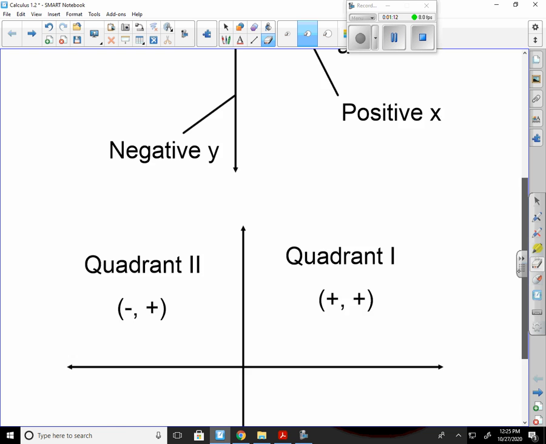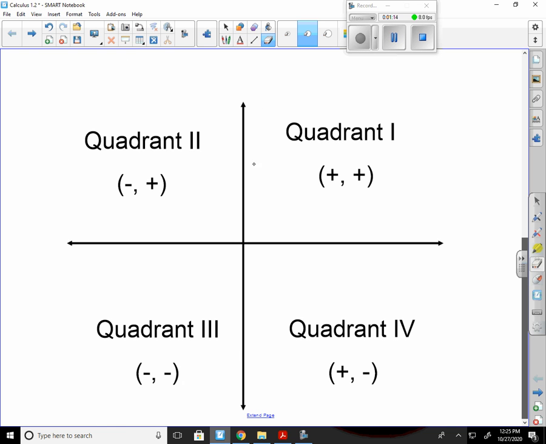Moving on from there, we have our quadrants. Quadrant 1 is everything that's up and to the right, and the x is positive, y is positive. Quadrant 2 is everything that's up and to the left, the x is negative, y is positive. Quadrant 3 is negative, negative, and it's down and left. And quadrant 4 is to the right and down, so it's a positive and a negative. It goes in a counterclockwise motion, starting with this quadrant: quadrant 1, 2, 3, and 4.